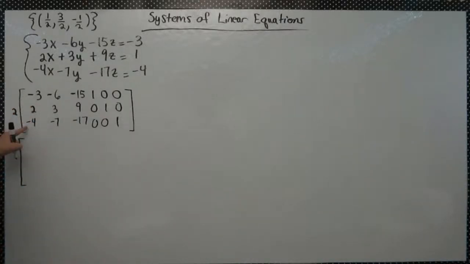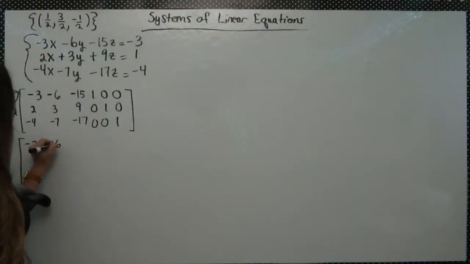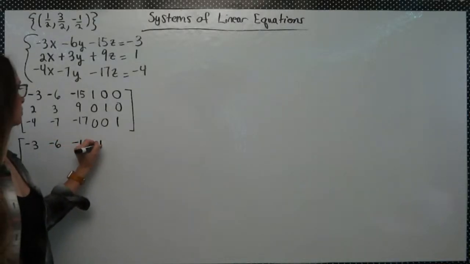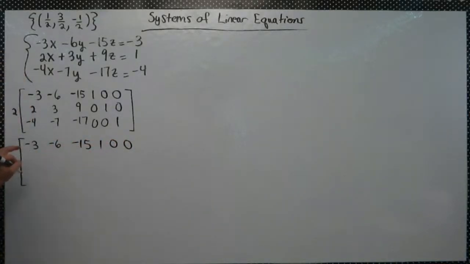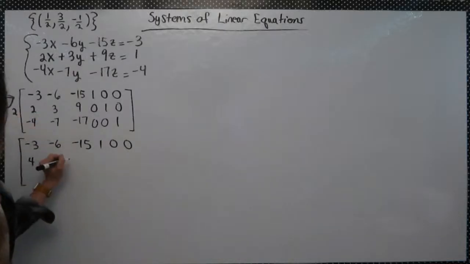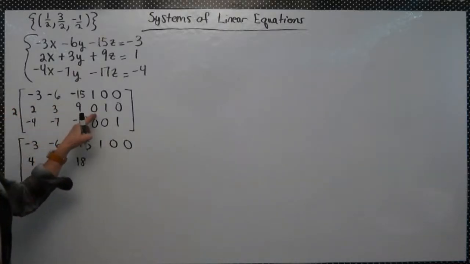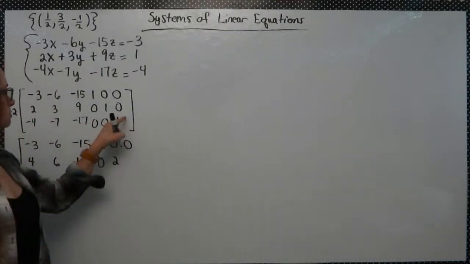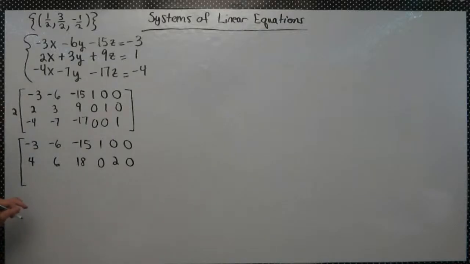So everything else is going to get written down exactly the way it is. We got -3, -6, -15, 1, 0, 0. Row 2 is getting multiplied by the scalar 2, so we're going to get 4, 6, 18. 2 times 0 is 0. 2 times 1 is 2. 2 times 0 is 0. Perfect. And then we have -4, -7, -17.